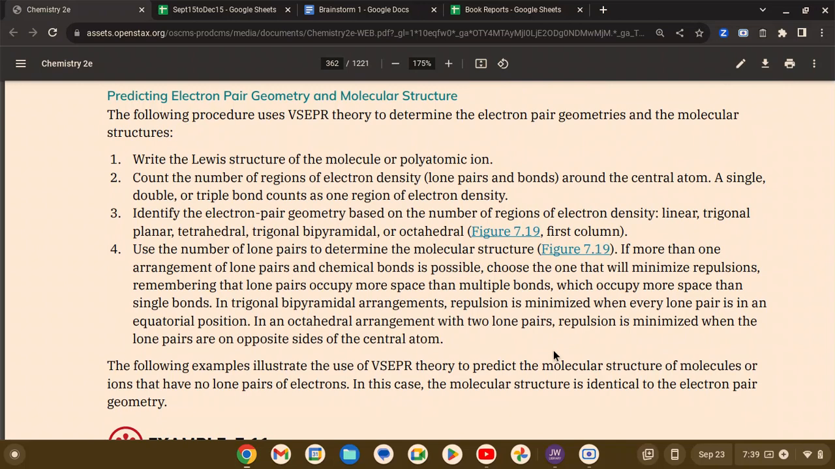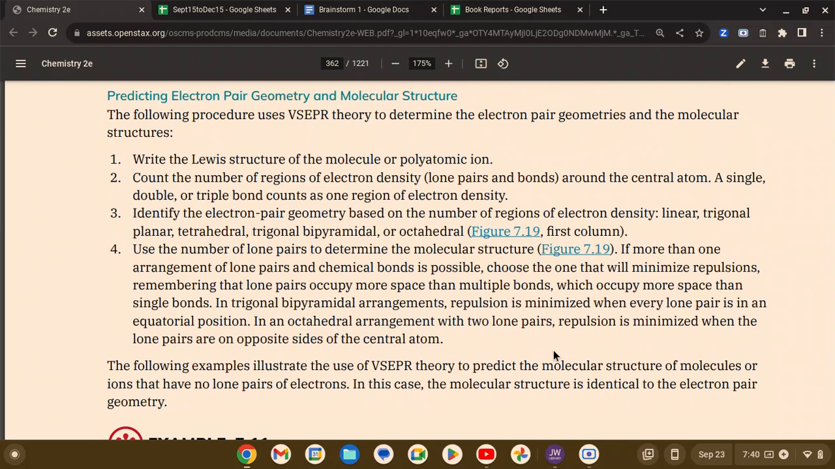Predicting electron pair geometry and molecular structure. The following procedure uses VSEPR theory to determine the electron pair geometries and molecular structure. 1. Write the Lewis structure of the molecule or polyatomic ion. 2. Count the number of regions of electron density around the central atom. A single, double, or triple bond counts as one region of electron density. 3. Identify the electron pair geometry based on the number of regions of electron density: linear, trigonal planar, tetrahedral, trigonal bipyramidal, or octahedral. Use the number of lone pairs to determine the molecular structure.